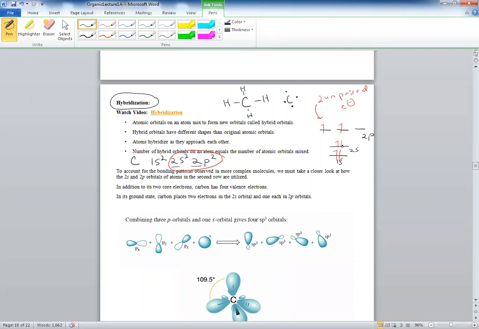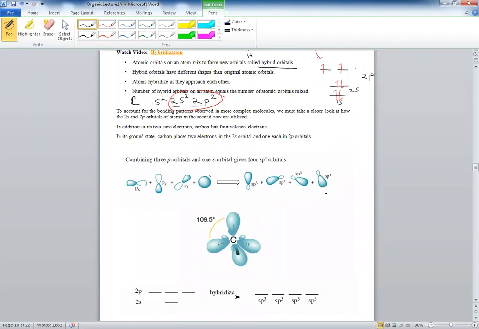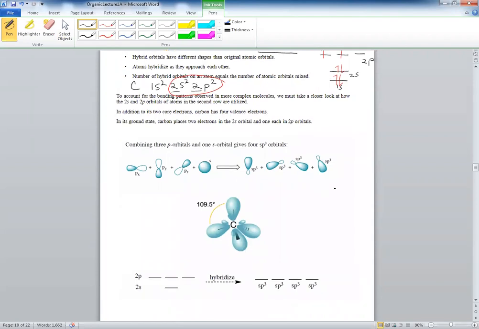So atomic orbitals on an atom mix to form new orbitals called hybrid orbitals. And the hybrid orbitals have different shapes. I know I wrote over this, but the number stays the same. So if you start with, let's say, 3 orbitals, then you end up with new orbitals, and their number would be 3.